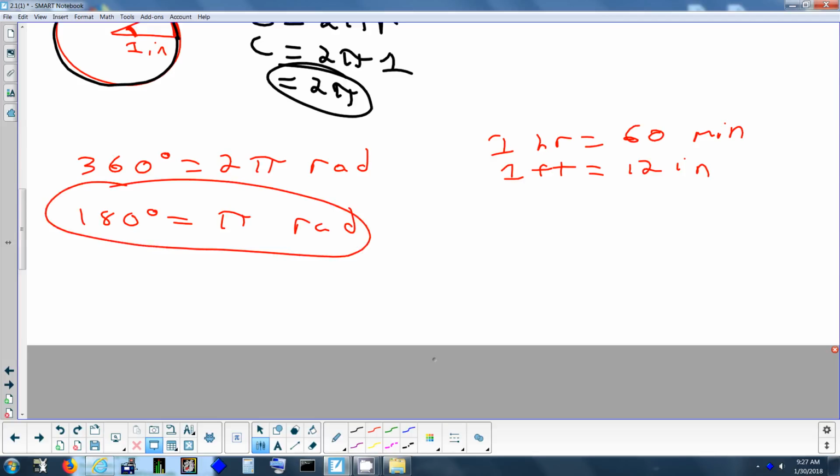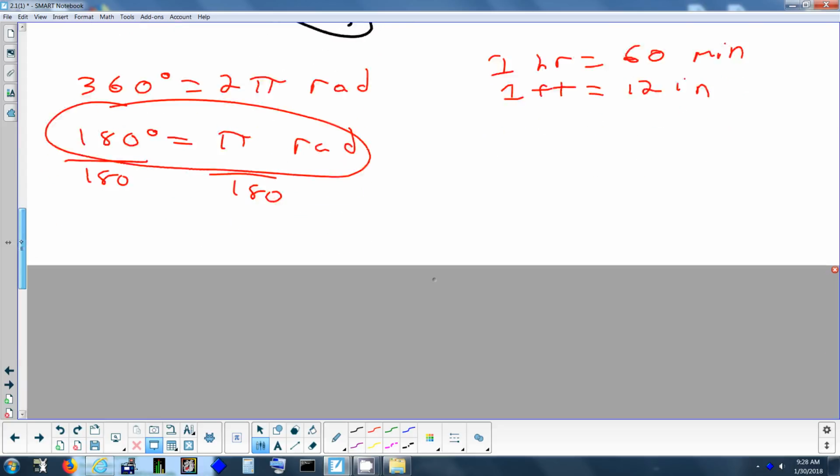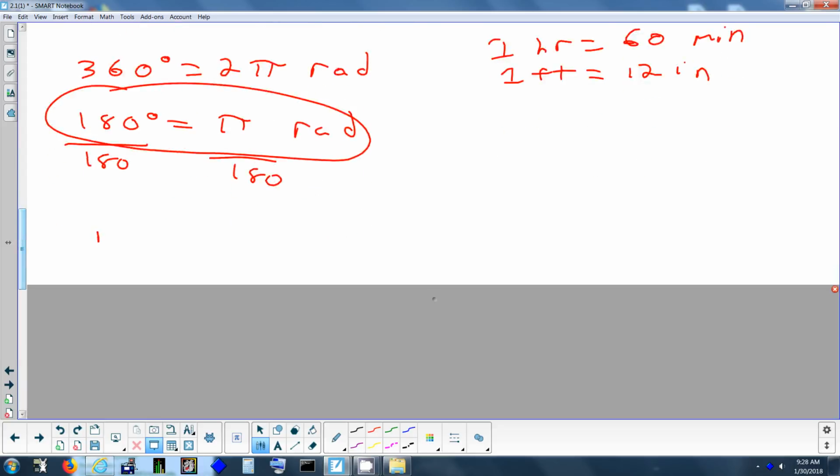Let's start by getting a 1 on the left. What could I do to both sides to make the left-hand side a 1? Yep, divide by 180. Now we've got something that's pretty useful: 1 degree equals pi over 180 radians.